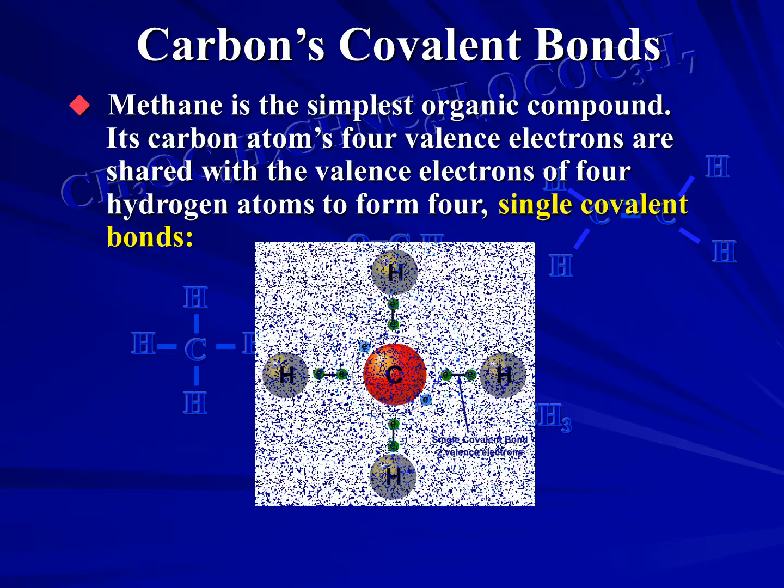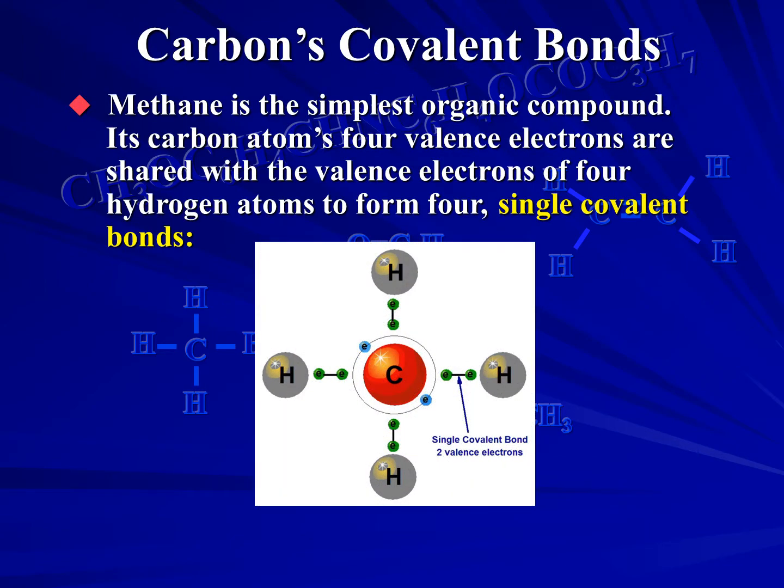Methane is the simplest organic compound. Its carbon atom's 4 valence electrons are shared with the valence electrons of 4 hydrogen atoms to form 4 single covalent bonds. Methane is a gas. It is the main component of natural gas.